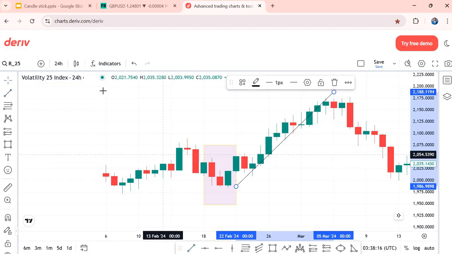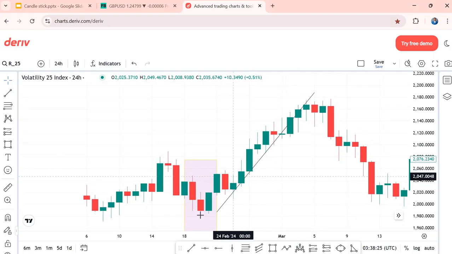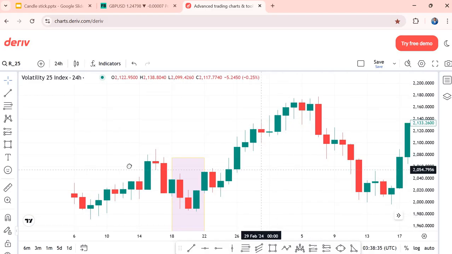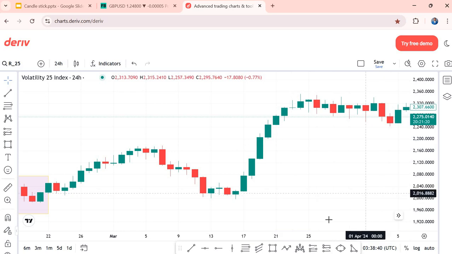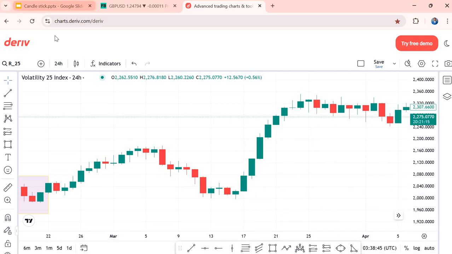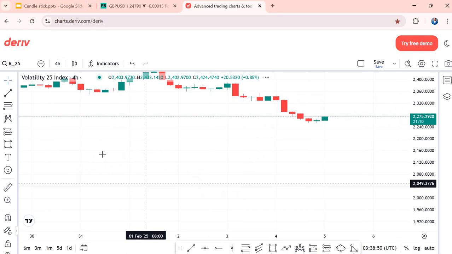Now don't forget that this is a daily time frame, so all the candlesticks you are seeing represent 24 hours. After the formation of the Morningstar, we had the bulls pushing price all the way up. Now let's see if we can find other examples. Let me change the time frame to 4 hours so that we can have a lot of the candlesticks.